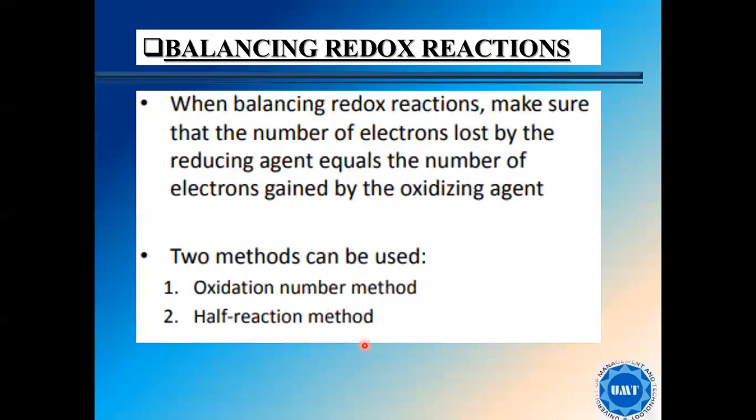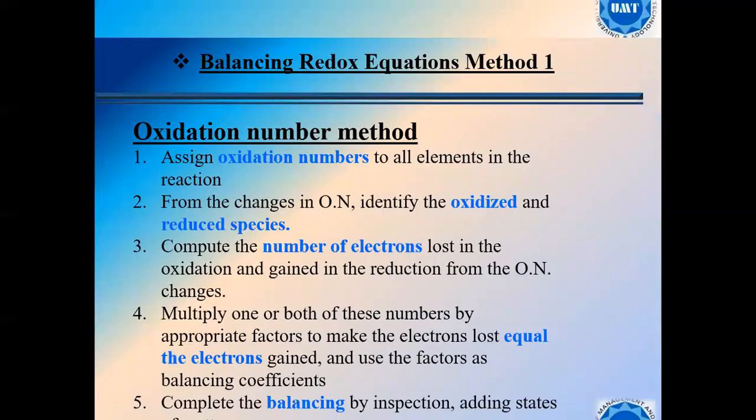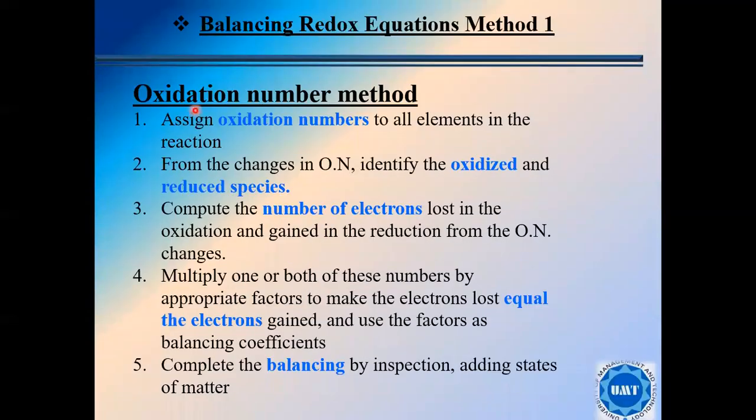Exceptions occur here. So for balancing the redox reaction, there are basically two methods, the oxidation number method and the half reaction method. I'm going to talk about the first method, which is the oxidation number method. First of all, we have to assign the oxidation number to all the elements in the reaction.